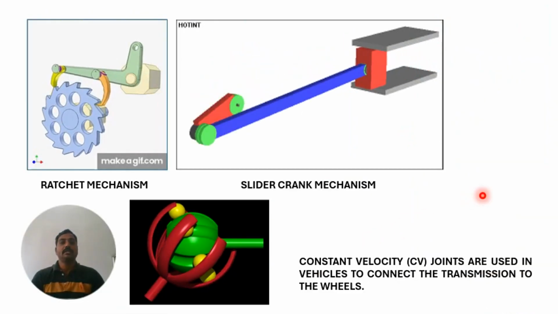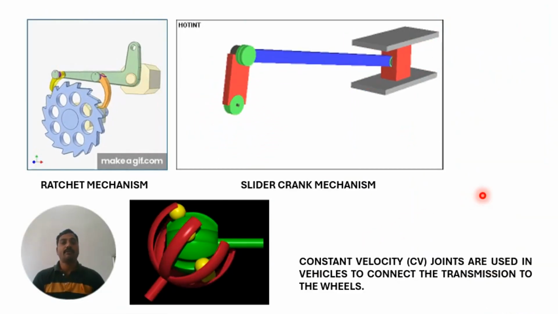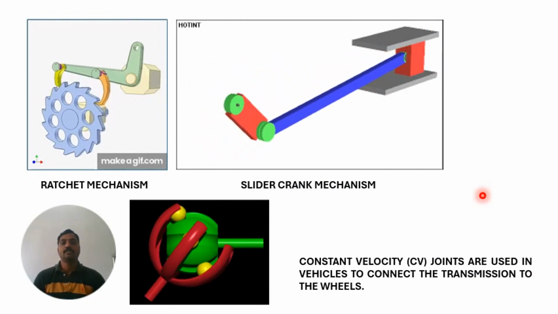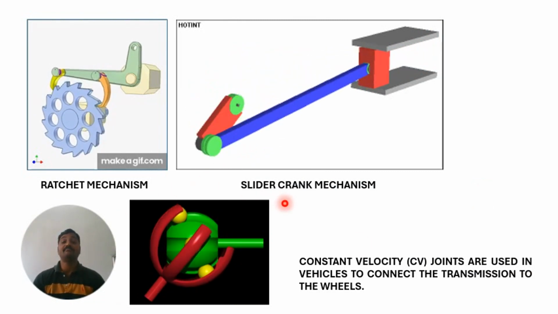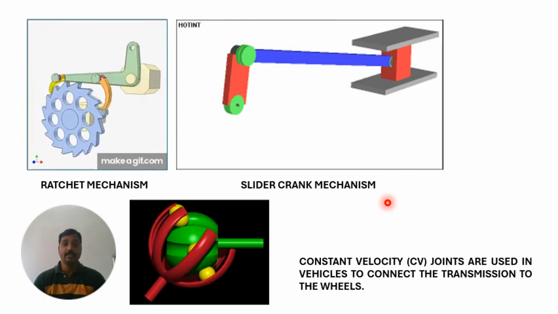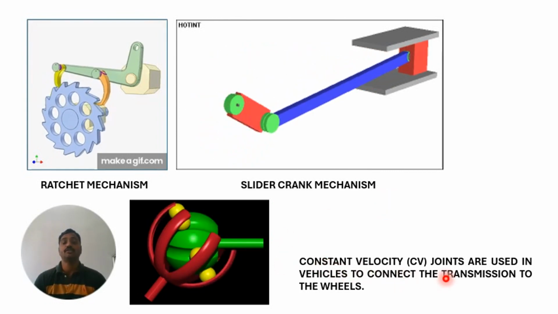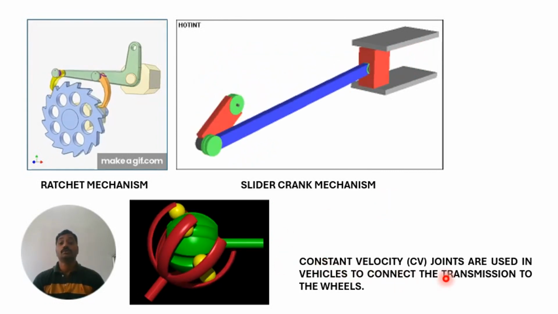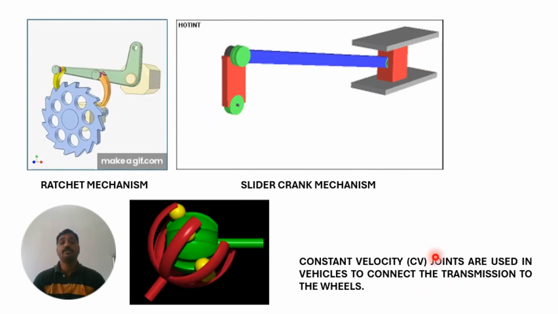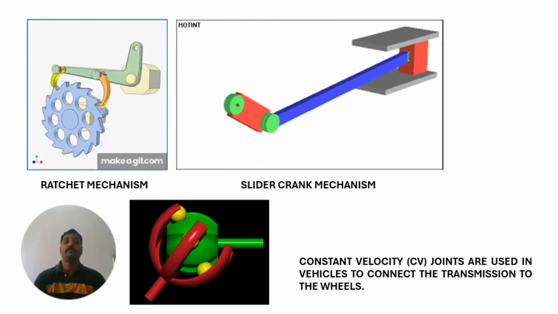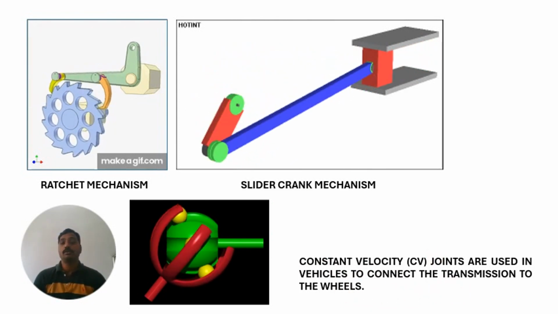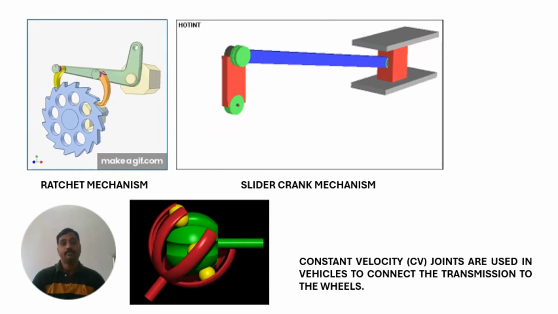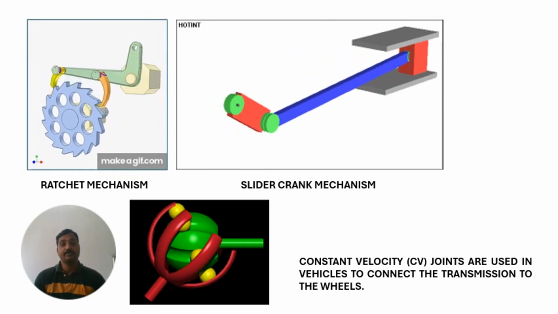So we can see different mechanisms: the ratchet mechanism and the slider crank mechanism. These are the basic mechanisms. The next one is the constant velocity joint, so that power is transmitted continuously to the wheels. These mechanisms are widely used in our mechanical systems.